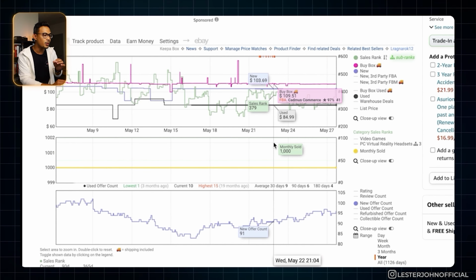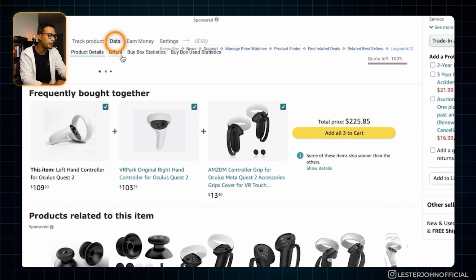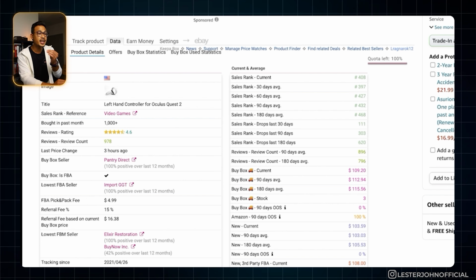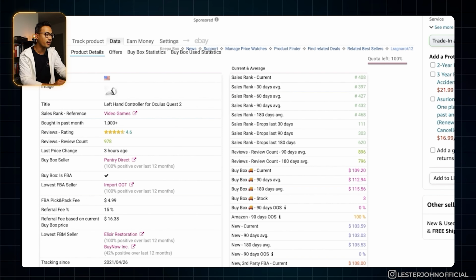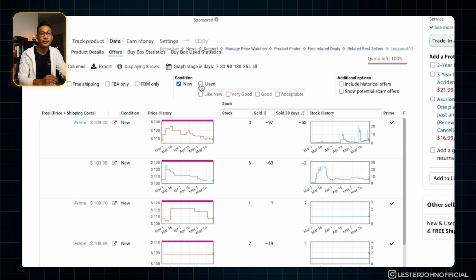So the best way to really find out, to have a better idea, is to go through the data part right here. If you can see the data tab, you have the product details right here, which is going to show you the same average as Seller Amp because they all grab the same data. But what really differentiates Keepa from the rest is the offer count here and how detailed it really is. So let's go ahead and go through the offers tab right here.